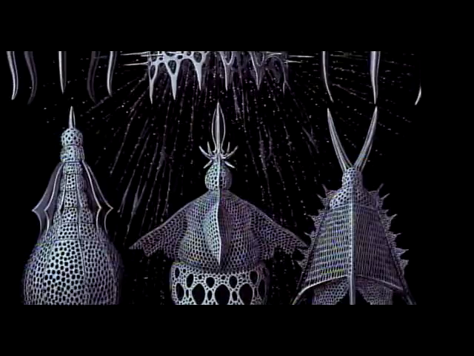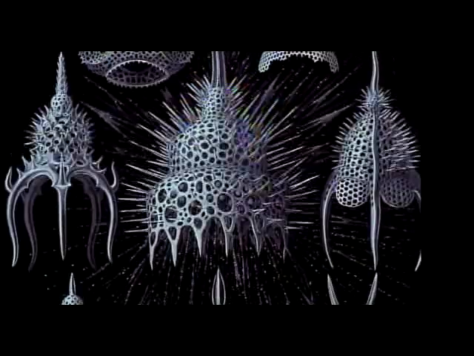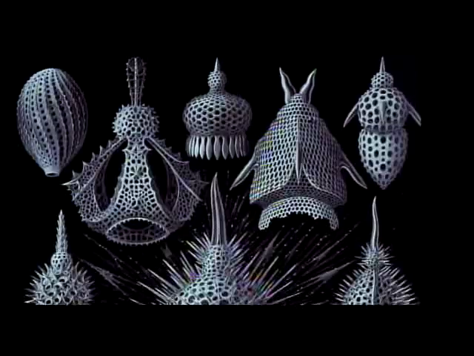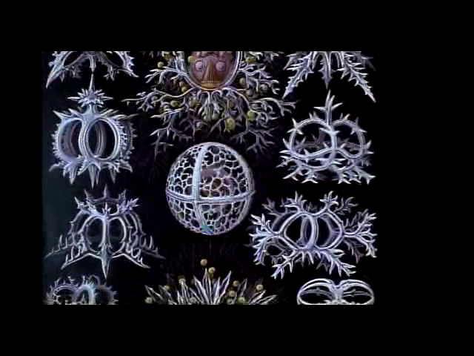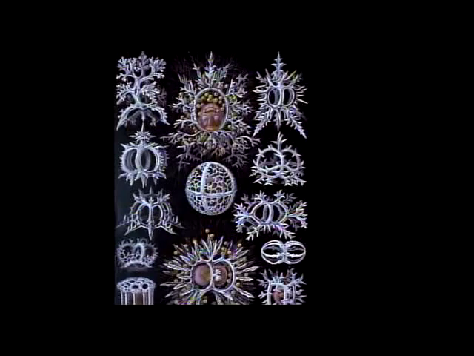There are 5,000 known species of Radiolaria, fossil and living. Haeckel alone discovered and described almost 4,000. He named and classified them, drew and painted them, and in their astonishing variety, he sought the key to the creative power of nature.